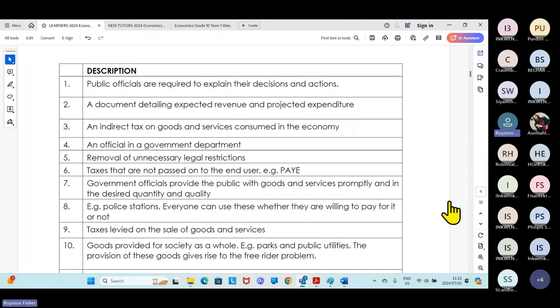So it's basically where we remove unnecessary laws, and this took place especially during 2021, where we had certain lockdown levels, so we were regulated, and they say you are now permitted to do this and that, and that means it was deregulated. Number six, taxes that are not passed on to the end user, for example, pay as you earn, and that would be direct. Thank you, St. Andrew. We see your answer. Number 6 is direct tax or taxes.